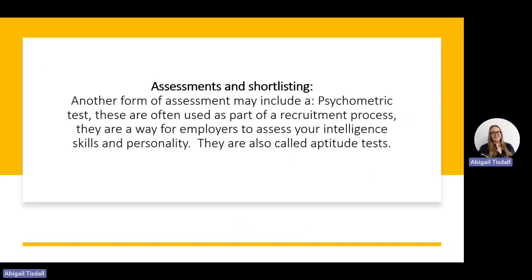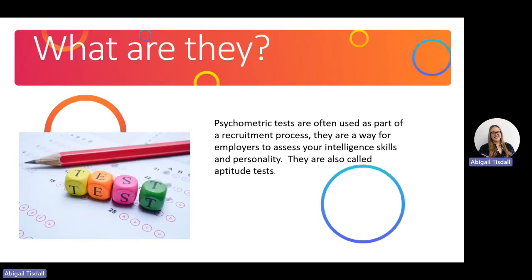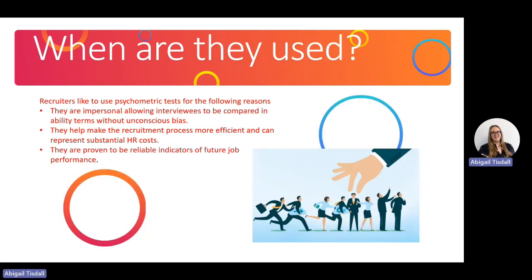Another form of assessment that you might get asked to complete in the shortlisting process could include a psychometric test. These are often used as part of the recruitment process as they're a way for employers to assess your intelligence, skills and your personality. They're also potentially called aptitude tests. So, what actually are aptitude or psychometric tests? Well, they're often used as part of the recruitment process to judge your skills, your qualities, and what you're like in certain scenarios.